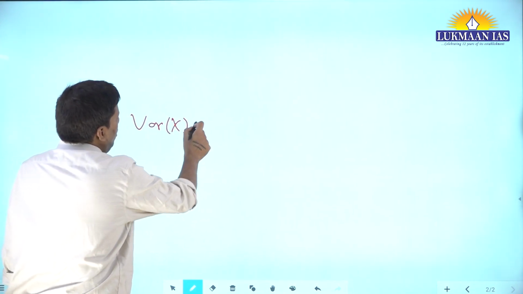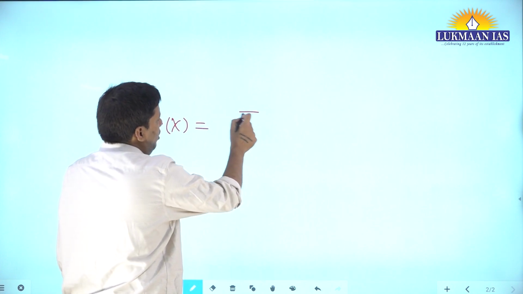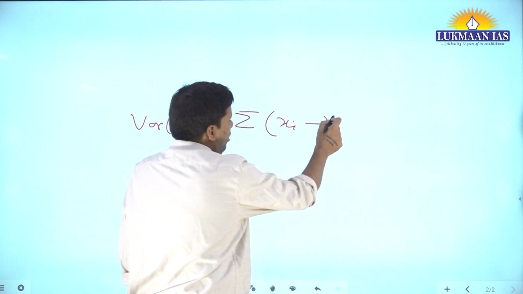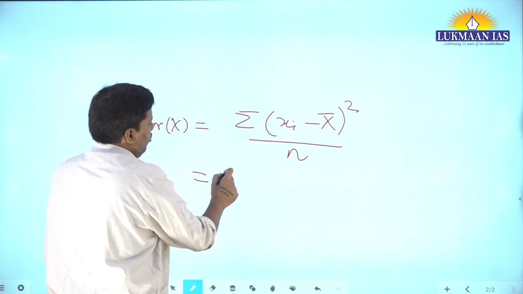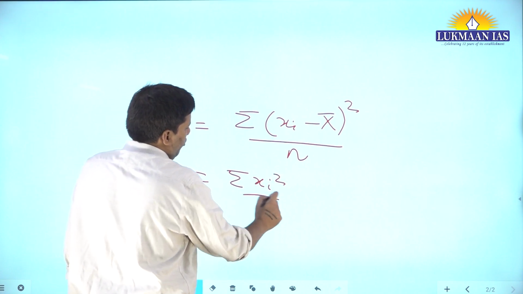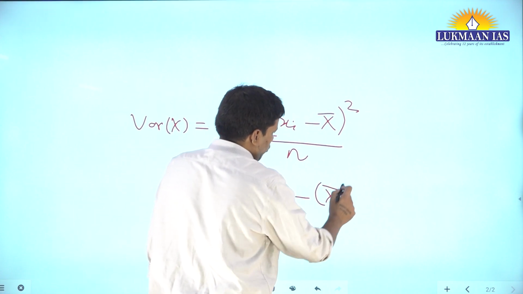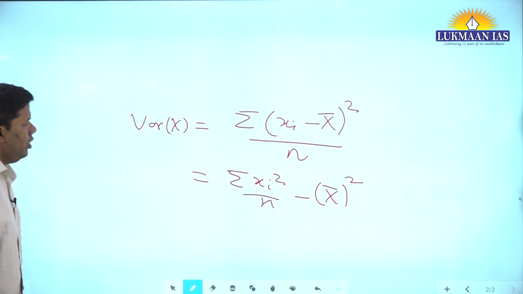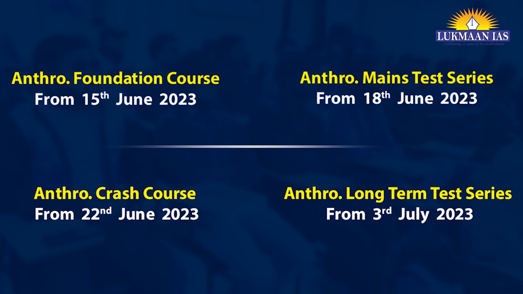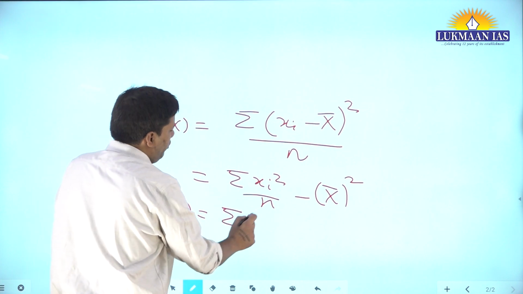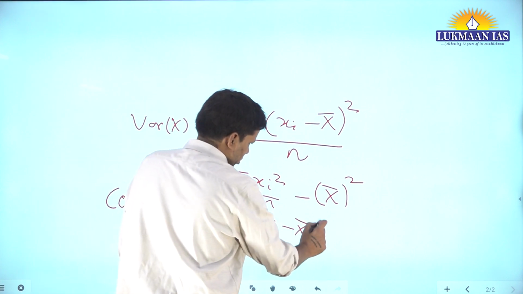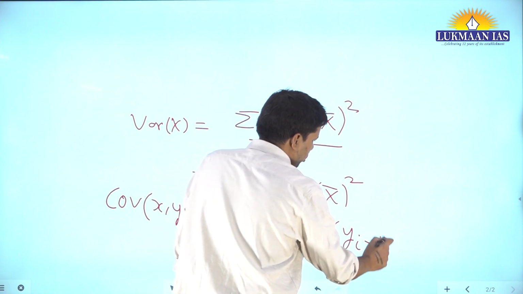Variance formula: variance of x is given by sigma (xi minus x bar, the mean) whole square, upon n. You can also write it as sigma xi square upon n minus x bar square. This is important. For standard deviation, you just take the square root. Can you also tell me about covariance? Let's write the formula of covariance of x, y: summation of (xi minus x bar) into (yi minus y bar), upon n.